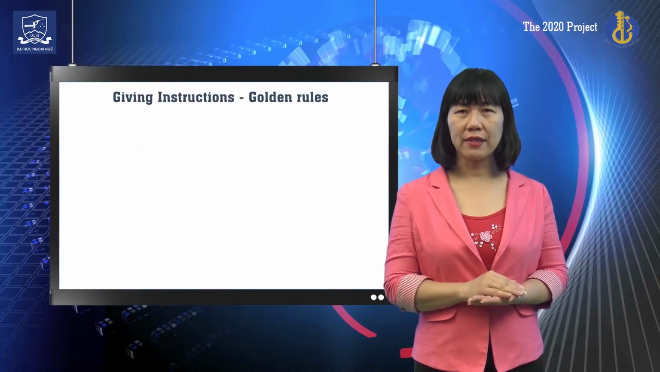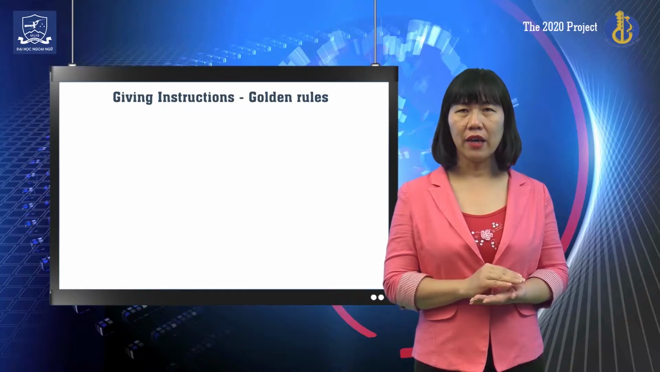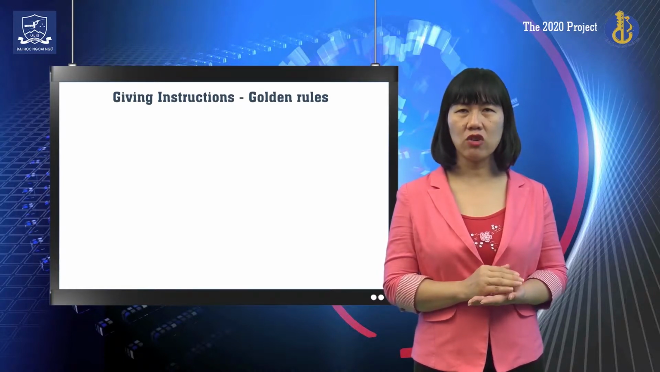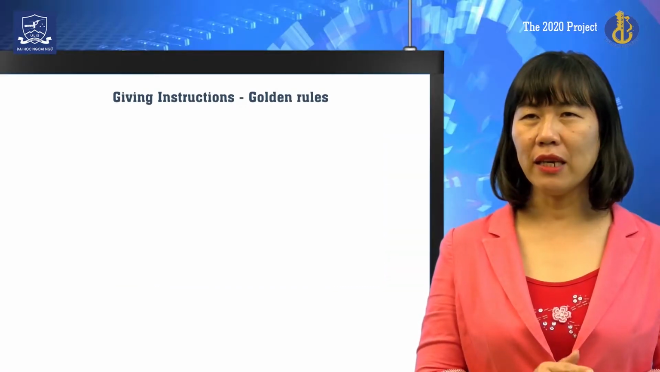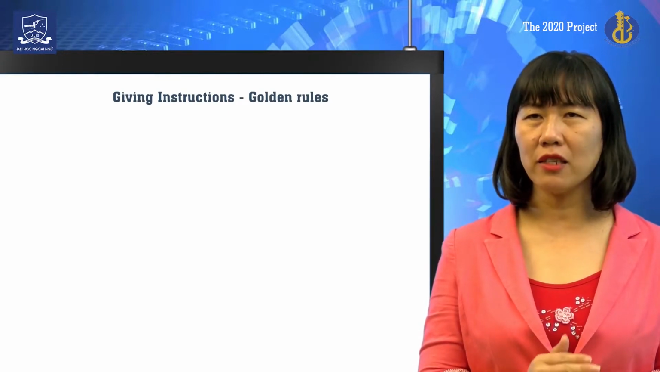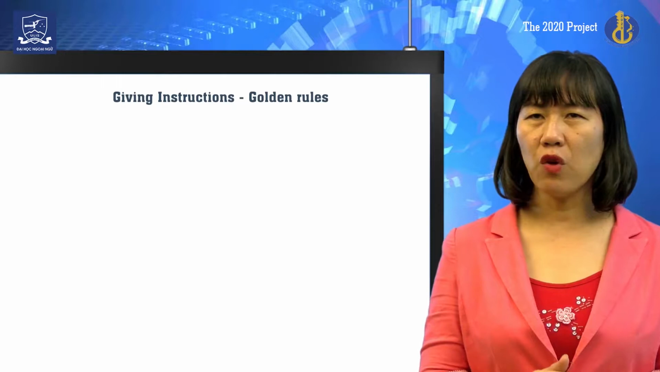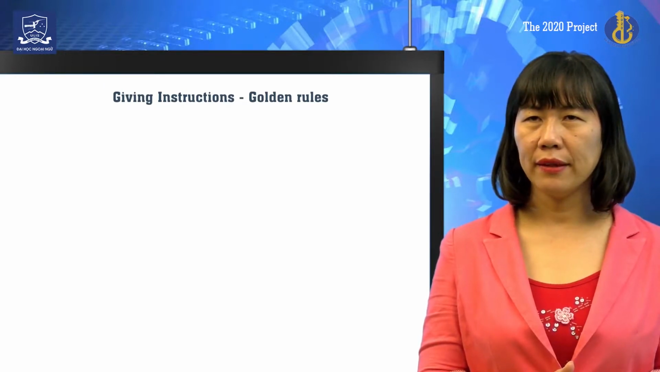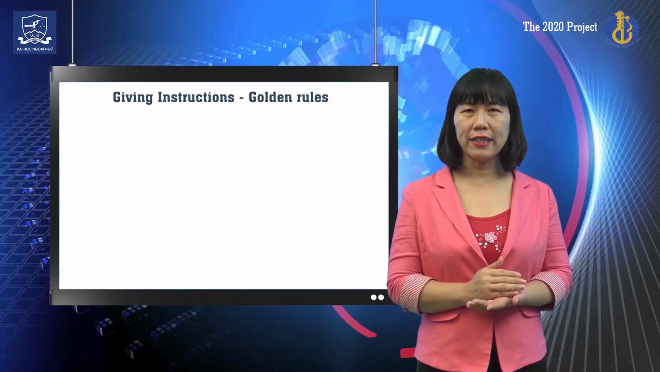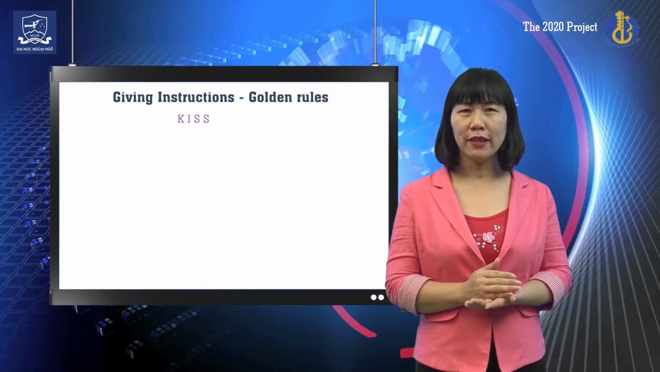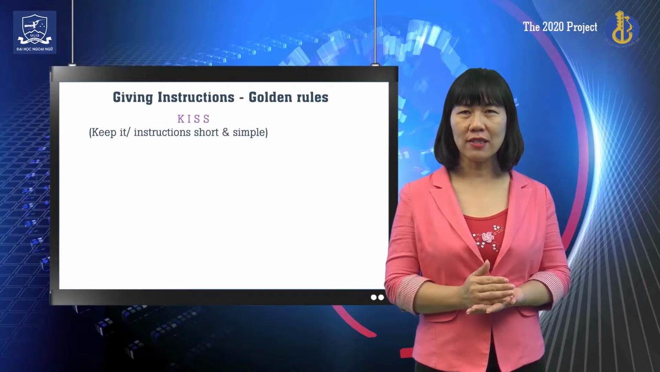To summarize, we see that giving clear and concise instructions is the key to successful management of learning activities. Effective instructions make pupils understand what they are expected to do and help avoid misunderstanding. In order to achieve this, you should follow the KISS rule. That is, keep instructions short and simple.